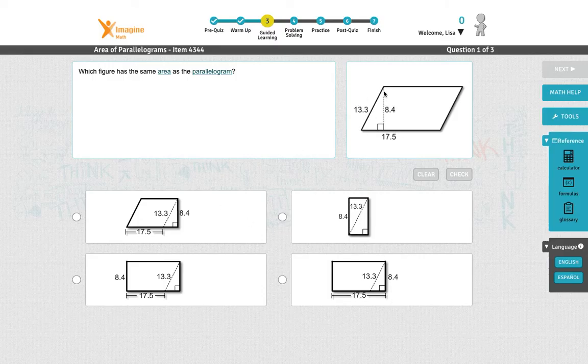Okay. The other thing is, remember when we were doing parallelograms, we cut this right here and we moved it over. Okay, so that's what I'm looking for again. I'm looking for you to cut it off and move it over. So if I'm looking at these options here, I would say that this is right. Now, if you're not sure, remember you can use the math help.